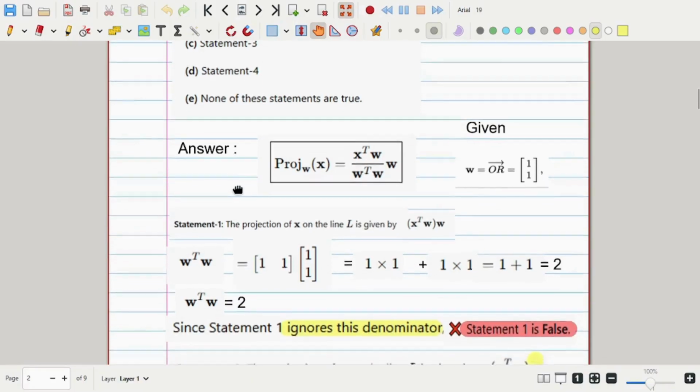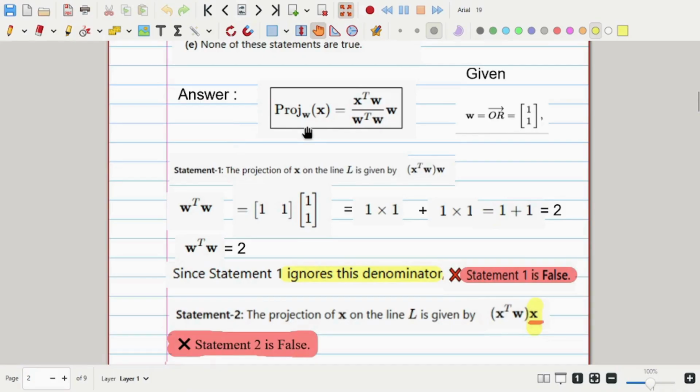Let's solve it. So the projection of X on a line L is calculated by the formula X transpose W divided by W transpose W, whole multiplied by W. Now let us see statement 1. Statement 1 says that the projection of X on the line L is given by X transpose W multiplied by W. So X transpose W is our numerator and we are multiplying it with W. So in statement 1 we are not considering W transpose W.